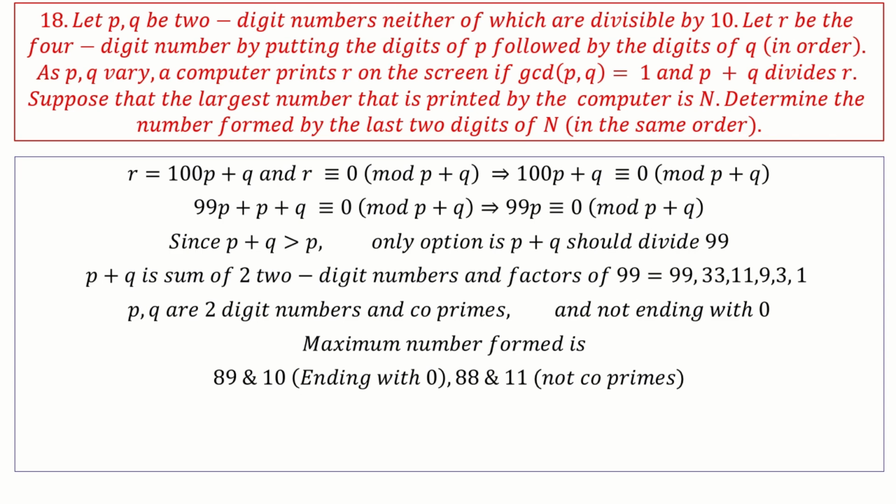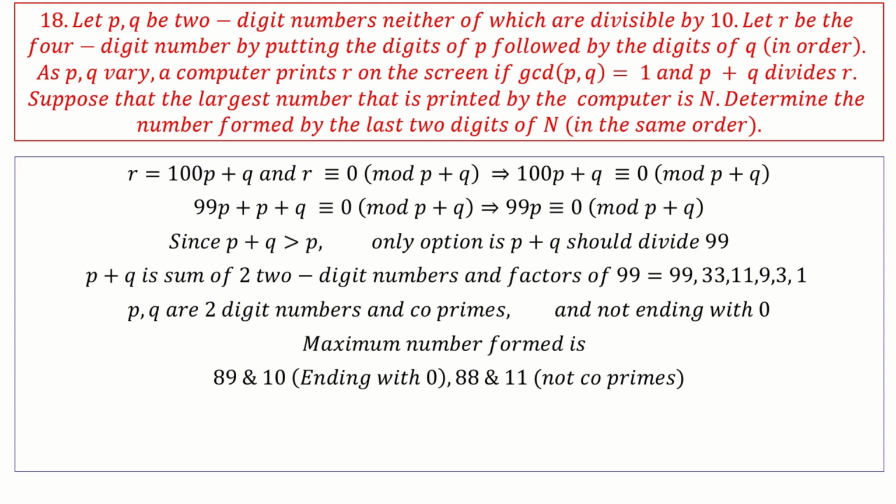Now, P and Q are two-digit numbers, so the minimum should be 10. Correct, that's why I started with 89 and 10, and I am taking P plus Q as 99. What are the options I am checking? For 99, I can divide it into two-digit numbers, which are 89 and 10.